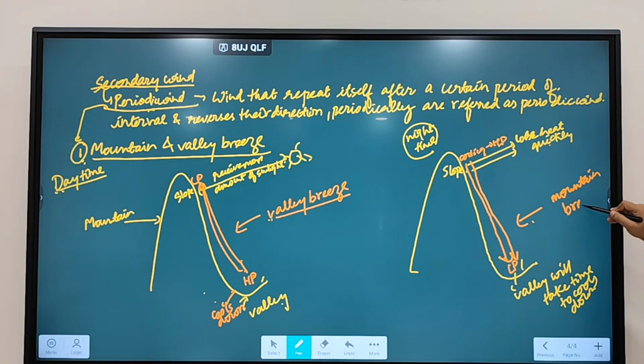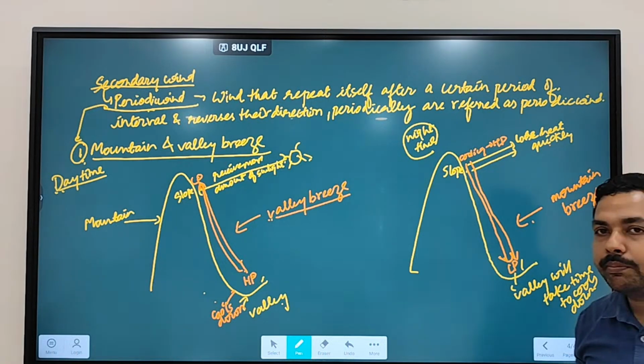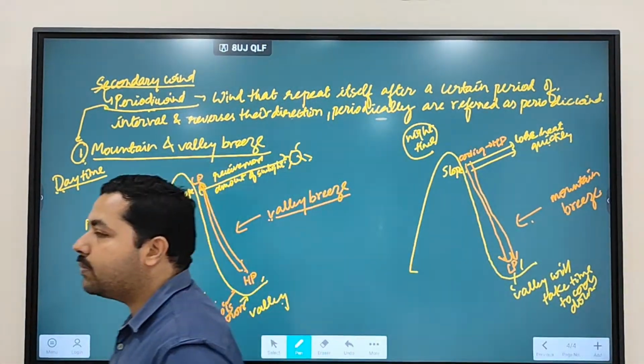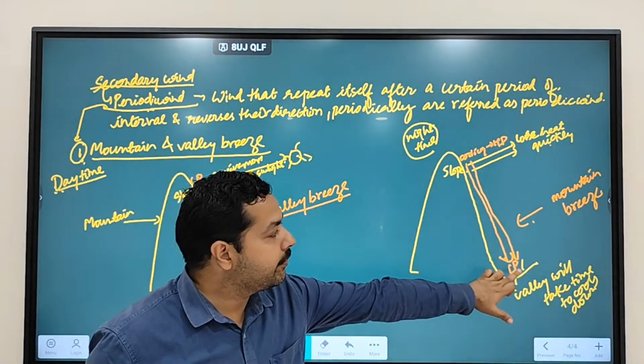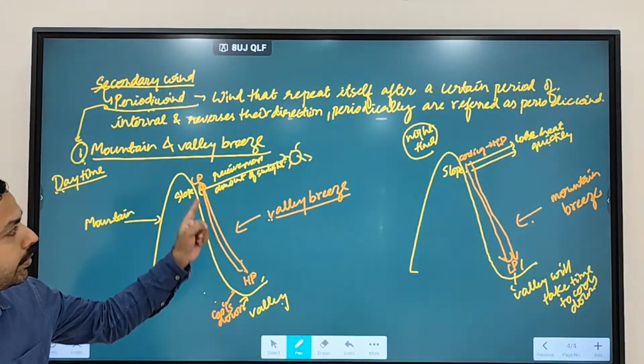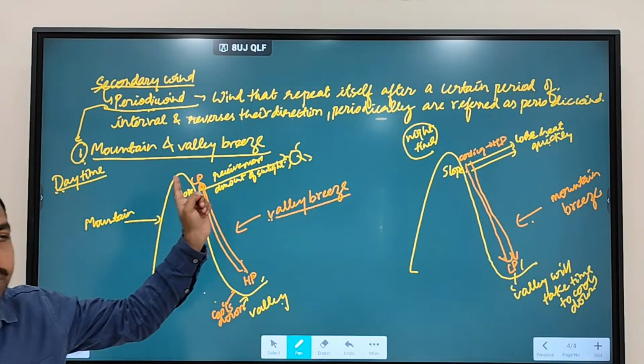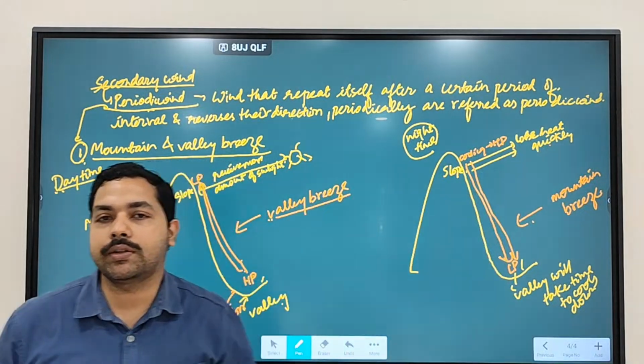This type of thing is referred to as what? Mountain breeze. Okay, so you have valley breeze and you have mountain breeze. These two types of breeze are there. Again during daytime, what will happen? The direction of the wind will reverse. The mountain breeze, which flows at night, will convert into what? Valley breeze during daytime. Again during night time, the valley breeze converts into mountain breeze.